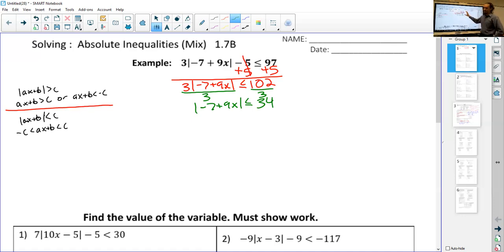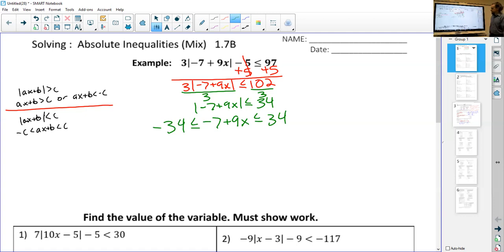Okay. So now we have what we had yesterday, which is the absolute value less than or equal to some number. Once we get there, we look at our 2 rules. Since this is a less than problem, we know it's going to be an "and" kind of situation. So it's going to be -c less than or equal to everything in the absolute value sign less than or equal to the positive value of what's on the right. So we're going to write this out as -34 less than or equal to, we drop the absolute value sign, so just -7 plus 9x less than or equal to +34.